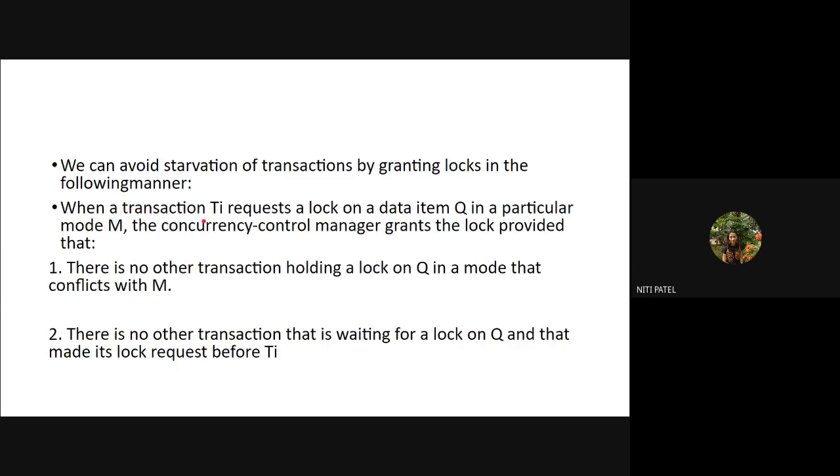When a transaction Ti requests a lock on data item Q in a particular mode M, the concurrency control manager grants the lock provided that... what does this mean? I have a transaction T which is requesting a data item Q in a particular mode. So when will this data item be granted to this transaction by the concurrency control manager? If there is no other transaction holding a lock on Q in that particular mode.